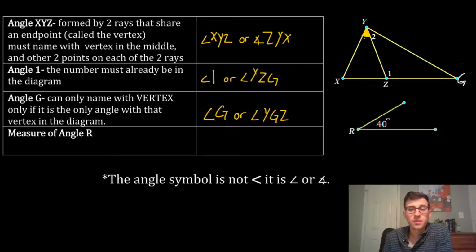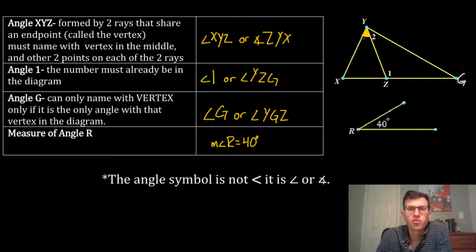Okay, sometimes we're going to talk about the measure of angles, how many degrees an angle is. So for example, the measure of angle R is 40 degrees. We would write that as the measure of angle R is equal to 40 degrees. Not too shabby.